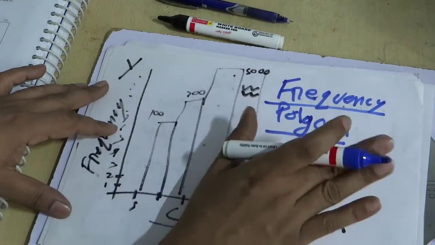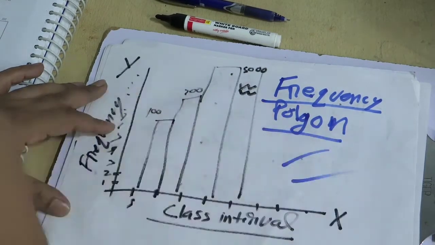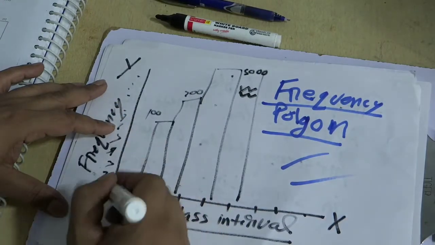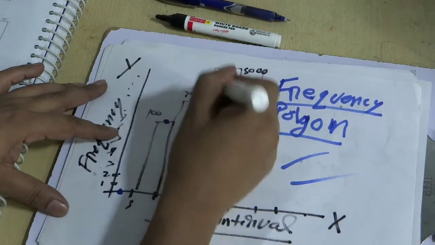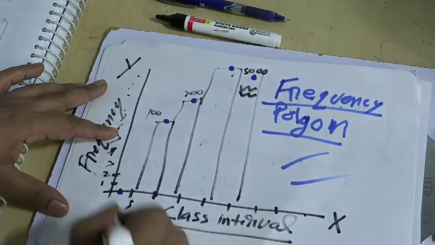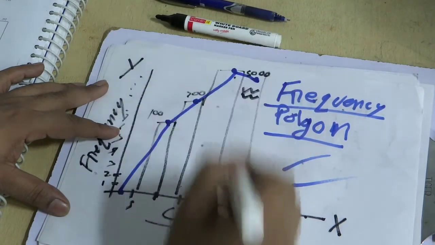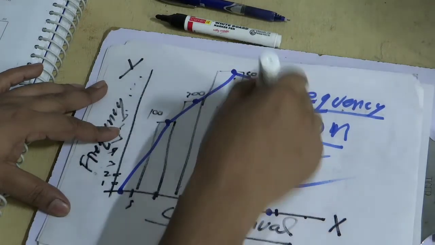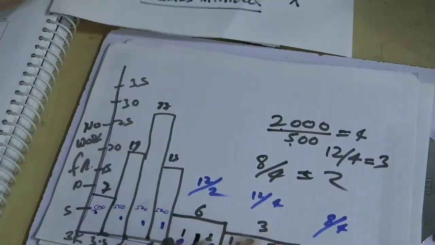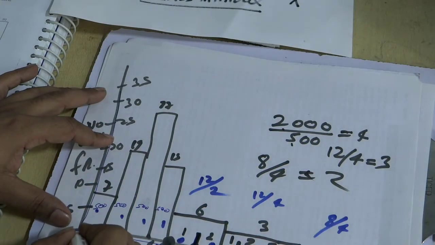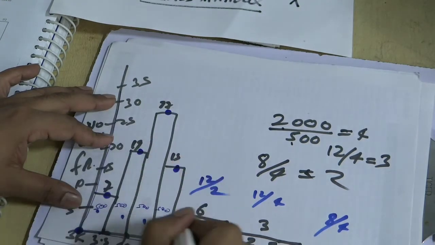You can only draw this if the histogram is given, or first you have to draw the histogram. So start from here and take the midpoint of every bar. Okay, and this is the next frequency. This is the polygon. In the previous data, you have to start from zero and put the mark between the bars.